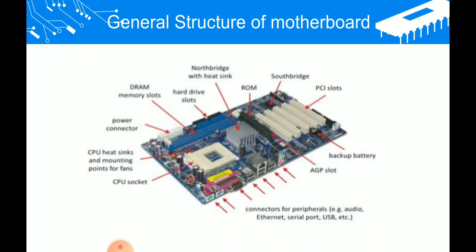Now let's see the general structure of the motherboard. Here you can see the picture in which all the components are connected to the motherboard. You can see various components, that is north bridge, south bridge, ROM, PCI slots, hard drive slots, DRAM slots, memory slots, power connectors, AGP slots, CPU socket, backup battery, and other connectors for peripherals, that is for audio, Ethernet, serial port, USB, and other purposes.